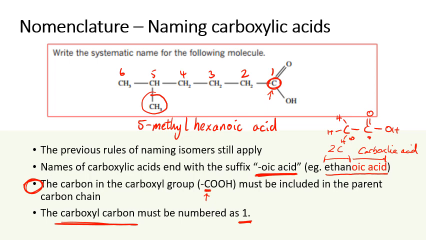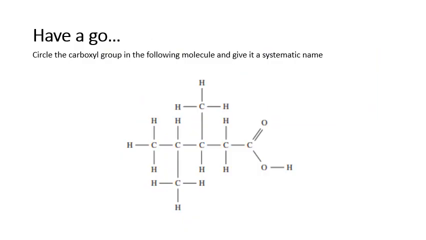So the naming of the branching is quite generic. The skills there apply to all different functional groups. You just got to be able to identify the longest chain with the functional group in it, be able to number it the correct way, and then the naming should fall in place, including the branching. All right, so let's have a go at this one. Again, same drill. Let's pause the video. You have a go, and then unpause and watch me as I model this for you.